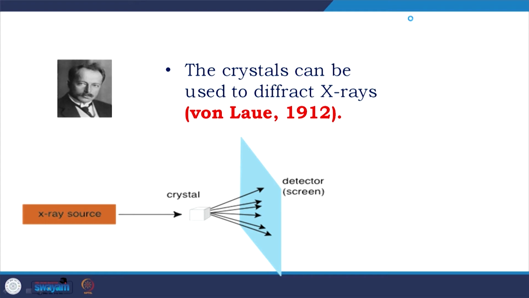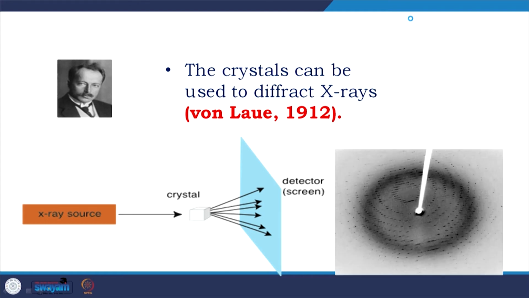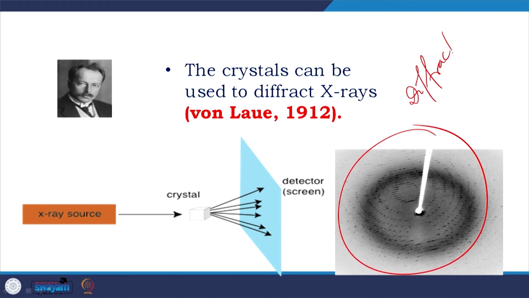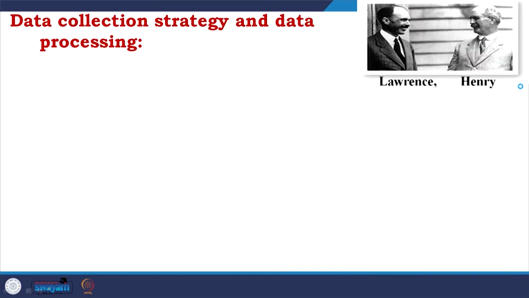So, you have an X-ray source, you have a crystal and you have a diffraction pattern. This is diffraction, from where you get the spots and you calculate the pattern to get some atomic information. Data collection strategy and data processing.